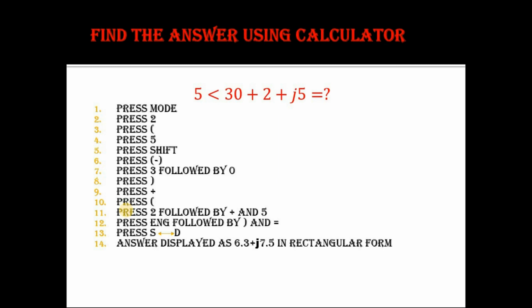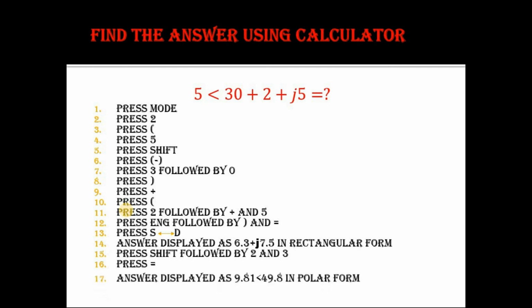Now to convert it to polar, press shift, then 2, again press 3, then equal to. Answer is displayed as 9.81 angle 49.8. Okay.